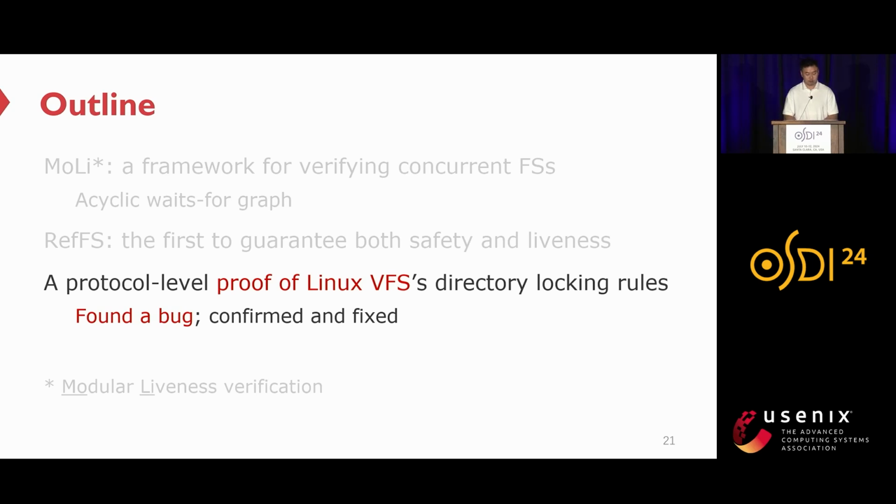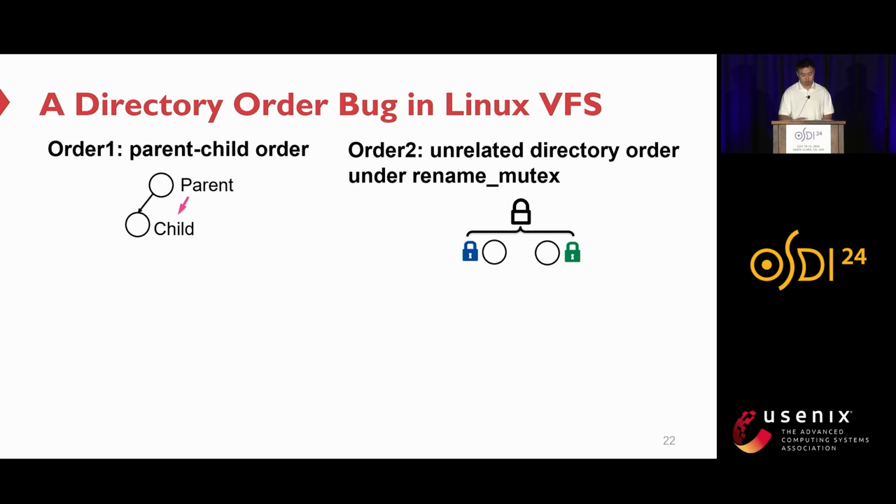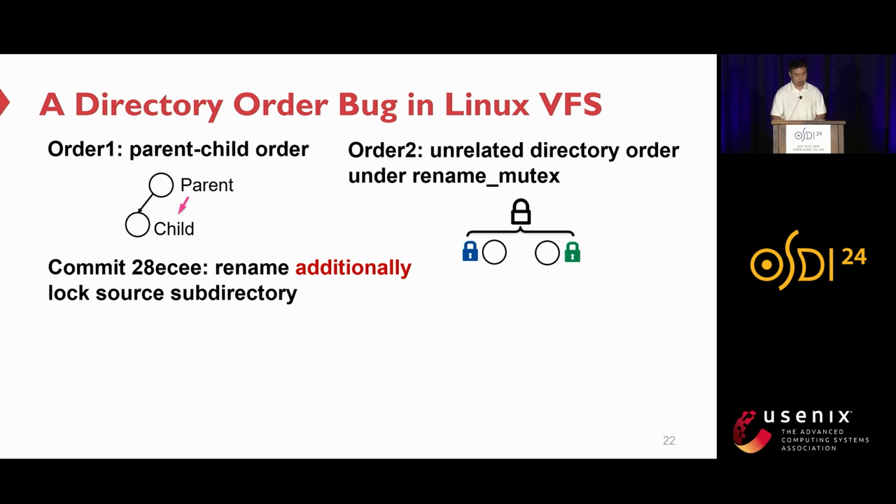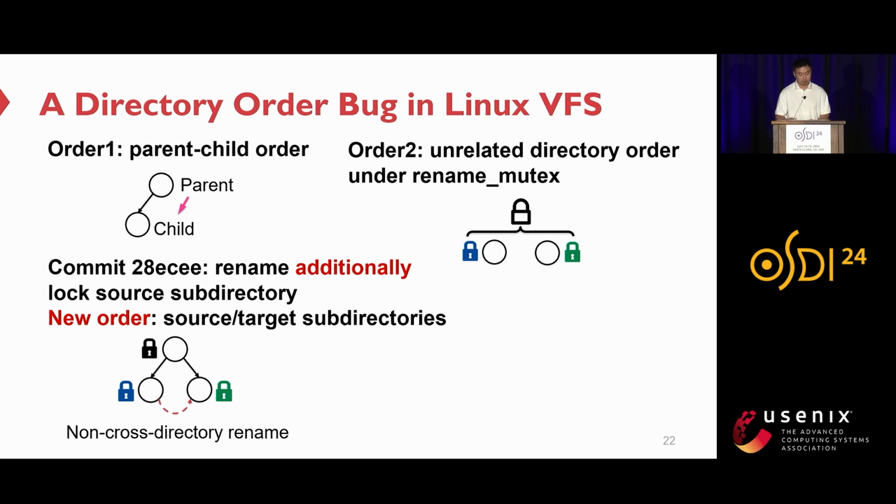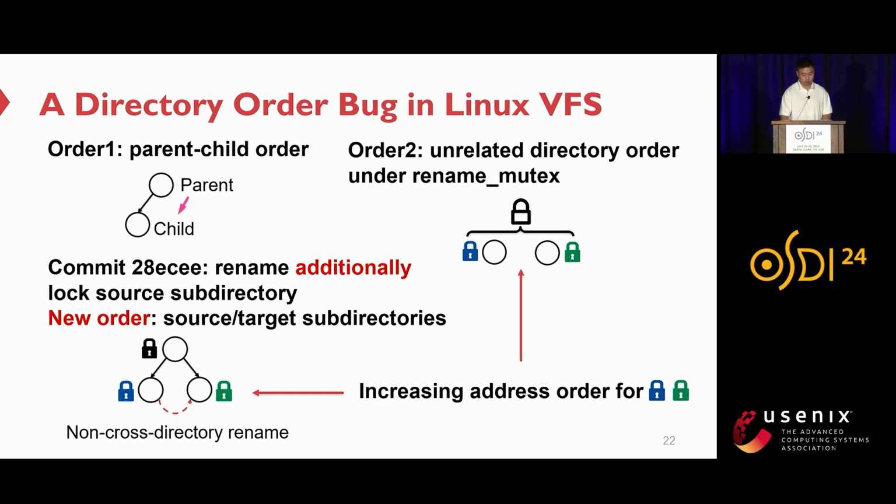We apply our approach to the Linux virtual file system. We extended the previous layering specification to account for all inode locking orders. Surprisingly, we uncover a serious flaw in a recent version of the locking scheme. There used to exist two orders between directories, namely the parent-child order and the order between two unrelated directories protected under rename mutex. A Linux patch additionally locks the source subdirectory in a rename. For a non-cross directory rename, this introduces a new order between source and target subdirectories that is not protected under rename mutex. The patch's approach is to lock unrelated directories in increasing address order.